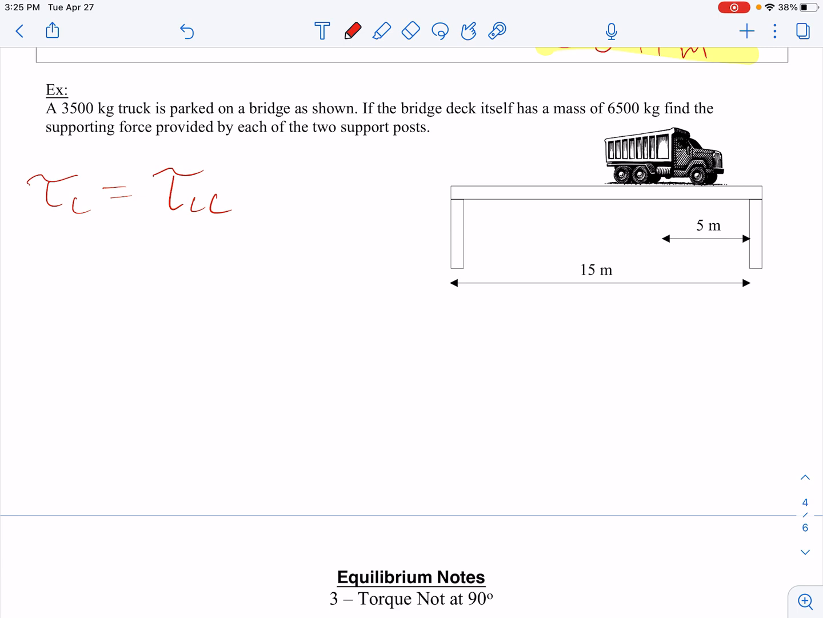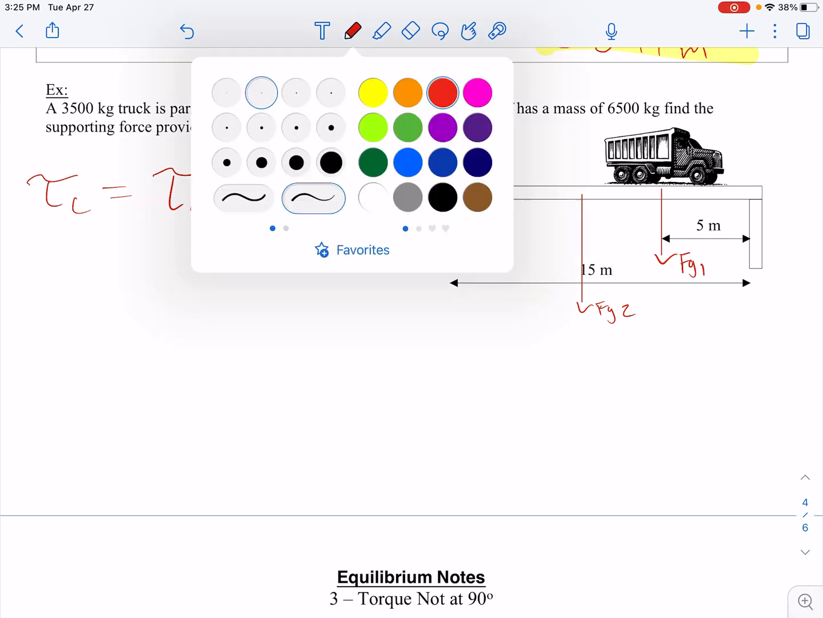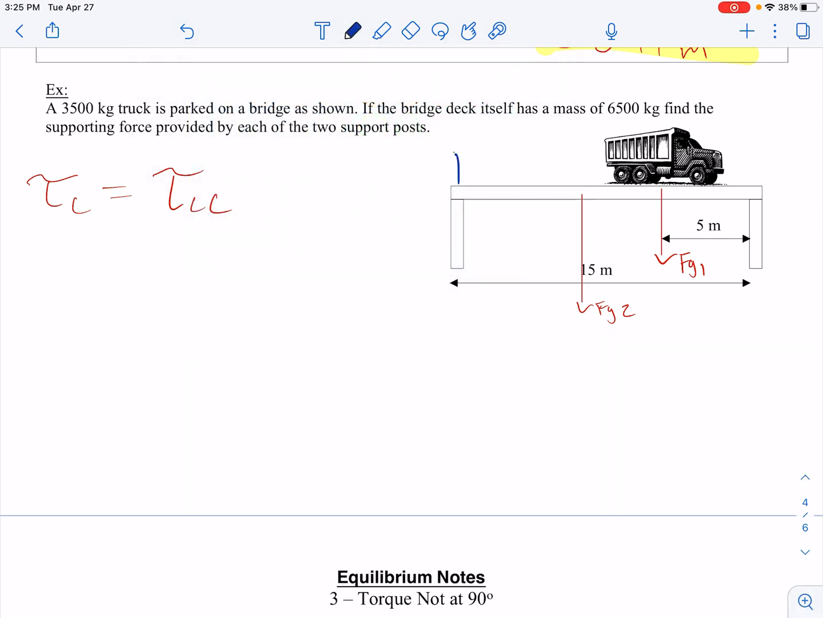Now, let's establish a few things. We know with our truck, we're going to define this as FG1. We know for our bridge itself, notice I'm drawing my force arrows from about what the center of mass should be. This is going to be FG2. Notice I have two pillars on both sides of my bridge, or support posts. So each of those is providing a normal force. So I'm going to call this normal force 1, normal force 2. Okay.